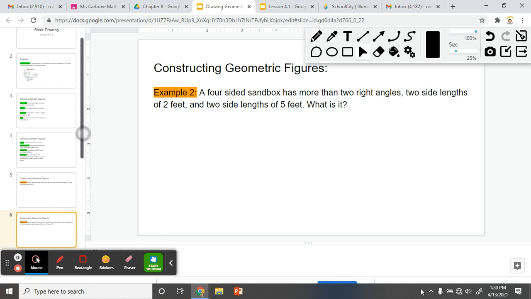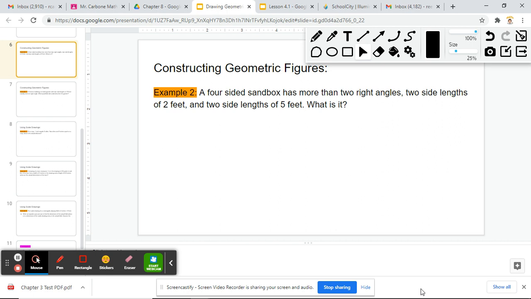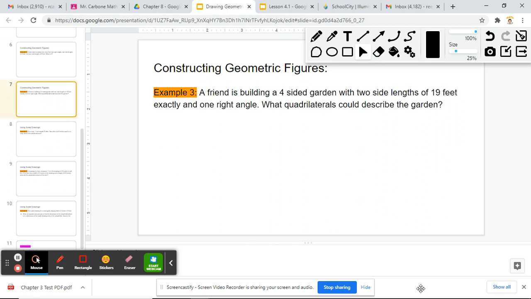All right, now let's get into some practice with some scale drawings. Or maybe we've got one more, sorry. A friend is building a four-sided garden with two side lengths of 19 feet and exactly one right angle. What quadrilaterals could describe the garden? All right, so it's a little bit of a tricky one here, right? We only have one right angle. So if we have one right angle, we're probably going to be looking at a trapezoid, I think.